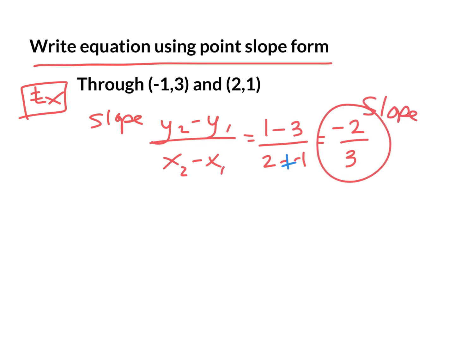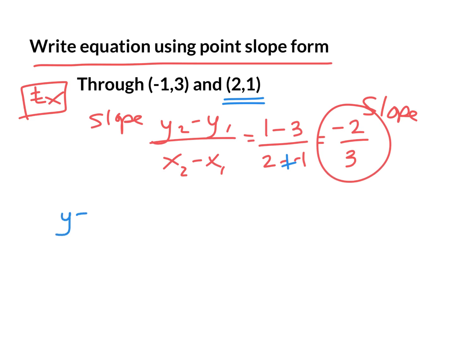And now we have a choice. We need a point. And notice in this instance, just like with the ones we did yesterday, we have 2 points to choose from. If you remember, I'm going to choose the one that has the least amount of negatives, if I can help it, and has smaller numbers, which in this case is going to be 2, 1. So I'm going to set up my equation.